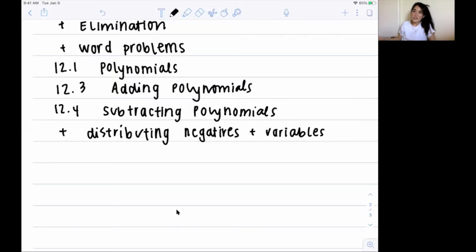All right, for those of you who are still following along with our table of contents, today we are going to add on to our polynomial notes, but we will start another section that's not technically in your book, but it's distributing negatives and variables, which is something that we're actually going to see as we move into multiplying. So go ahead and write that down, then we'll take some notes.